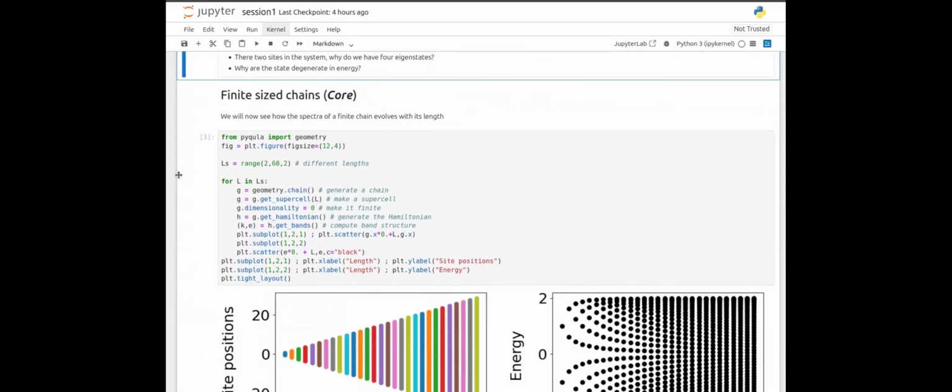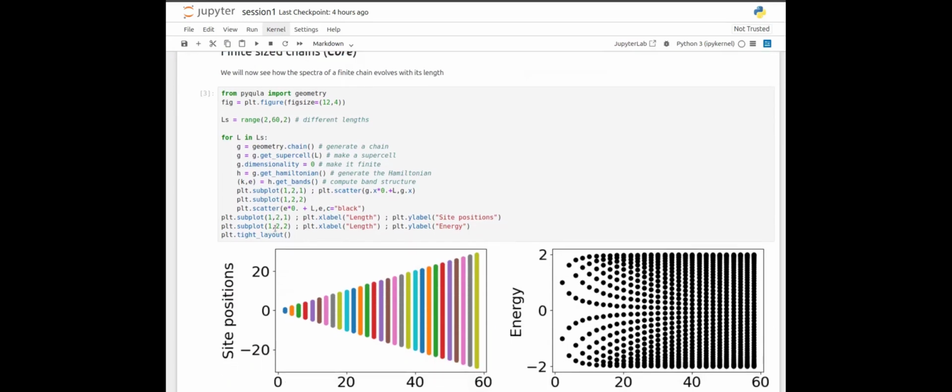Okay, let's move on to the next exercise. Now we are going to deal with a finite size chain. This is a chain that has either one site or two sites or three sites or four sites, and this is effectively controlled by the value of L. So L goes from 2 to 60 in steps of 2. And so what we are doing here is we are going to create a chain that has L sites. We compute the Hamiltonian of it, we compute the eigenstates, and then we plot the eigenstates.